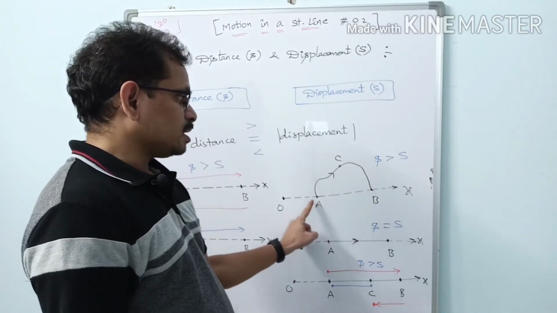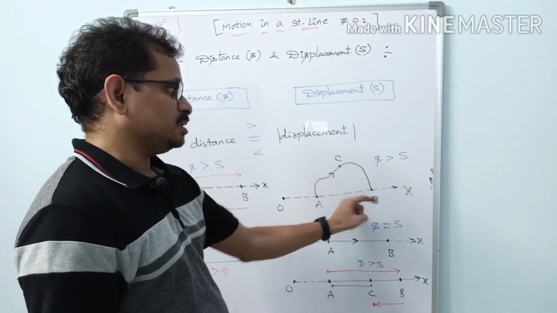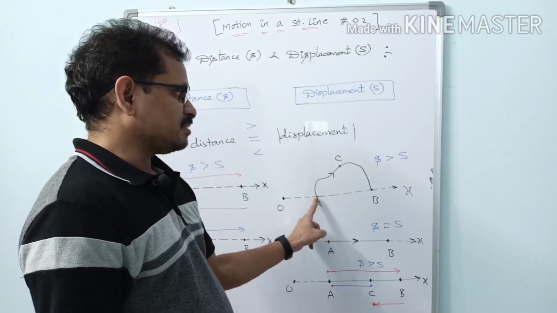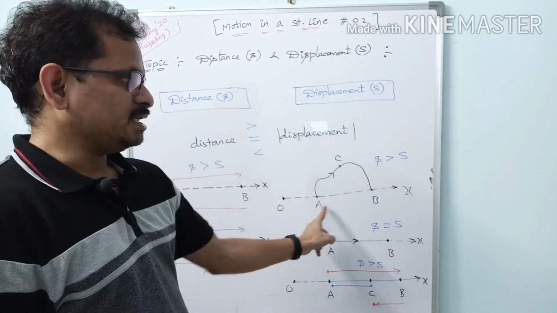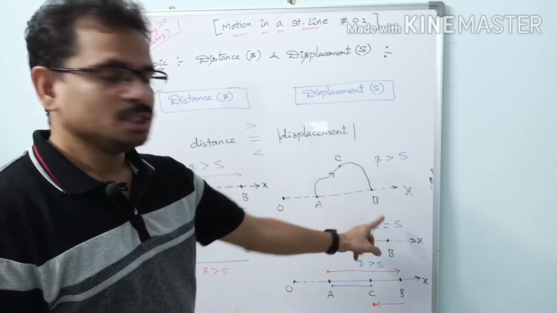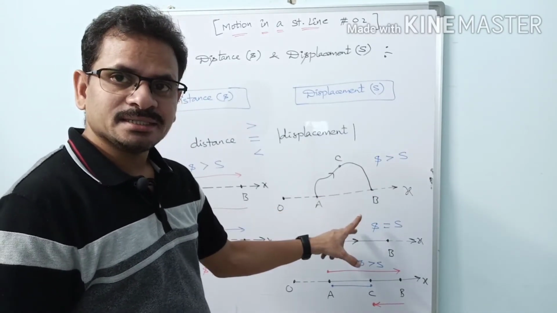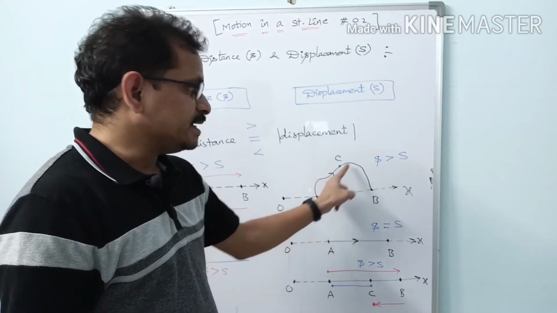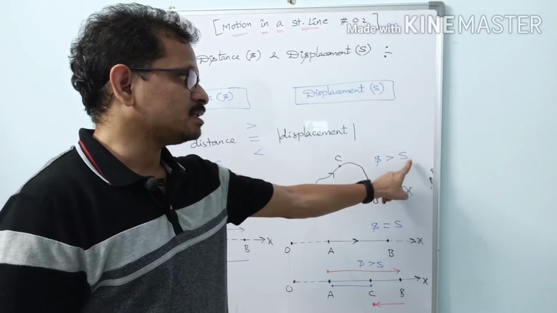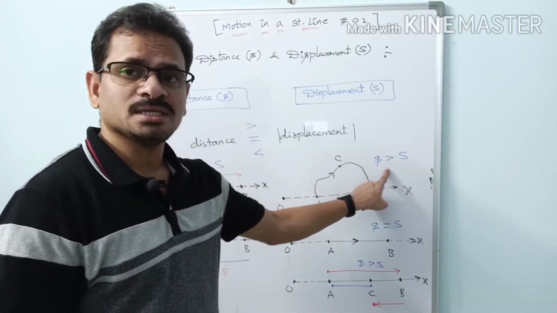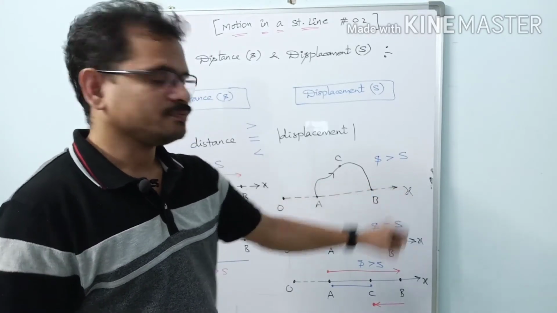A particle moves from A to B along this path. What is the distance curve here? ACB is the distance curve. What is the displacement curve here? The AB straight line is the displacement curve. Which is larger? It is very clear that ACB is larger than AB. So in this case, distance is greater than displacement. Here, small s is for distance and capital S for displacement.